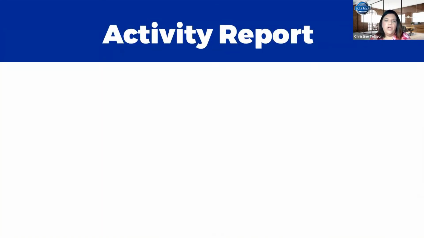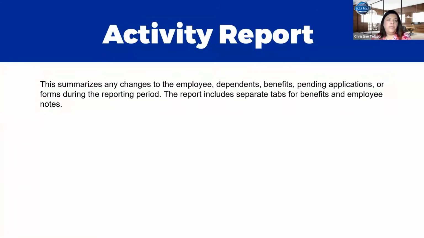So the next report that we're going to talk about is the activity report. This is a very common report that we set up for our groups who are offering the employees an option to do their own life events, and also for those who have a lot of new hire activity with employees enrolling via self-service. This provides a summary of changes to employees, dependents, benefits, pending applications. The report includes separate tabs for benefits and employee notes.